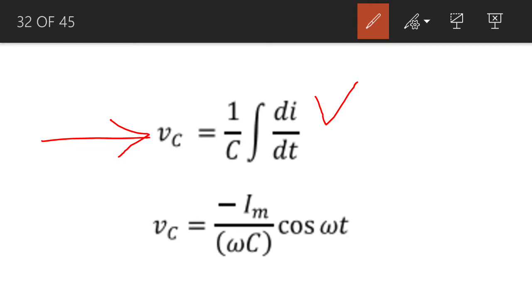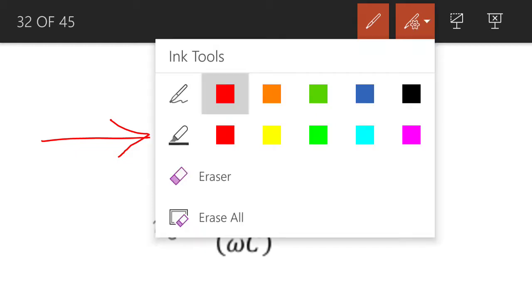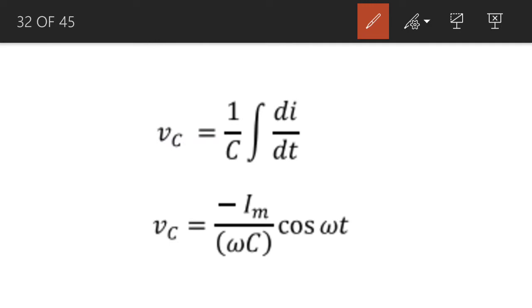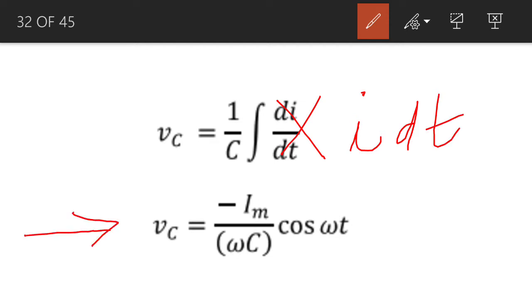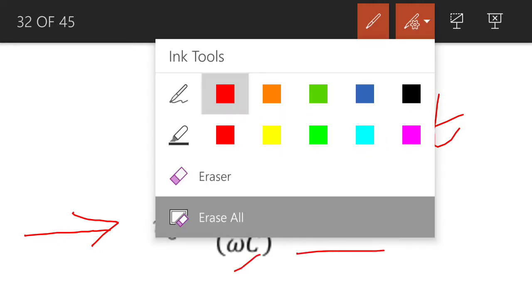Well, this equation is incorrect, right? Yes. This equation is incorrect. So the voltage across the capacitor is equal to 1 over C and the integration of I dt. So if we integrate the current with respect to time, the voltage across the capacitor is equal to minus Im by omega C into cos of omega t.